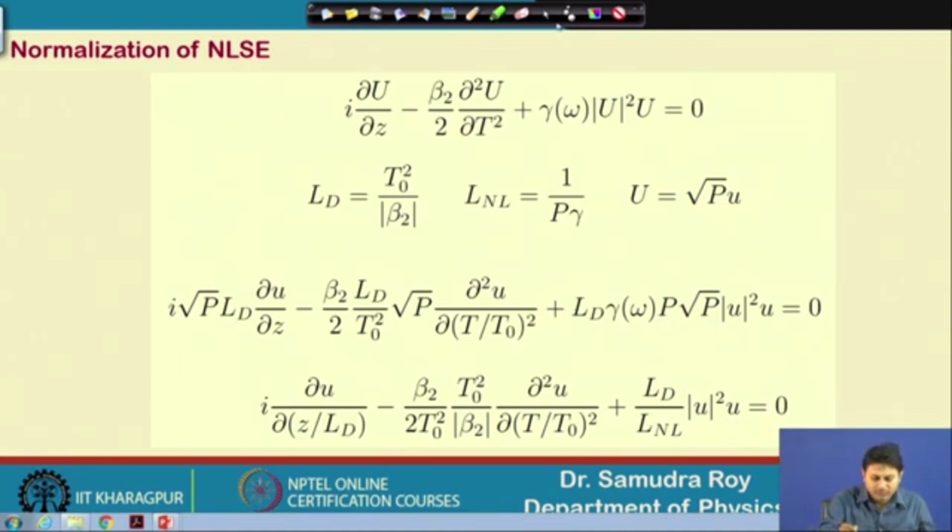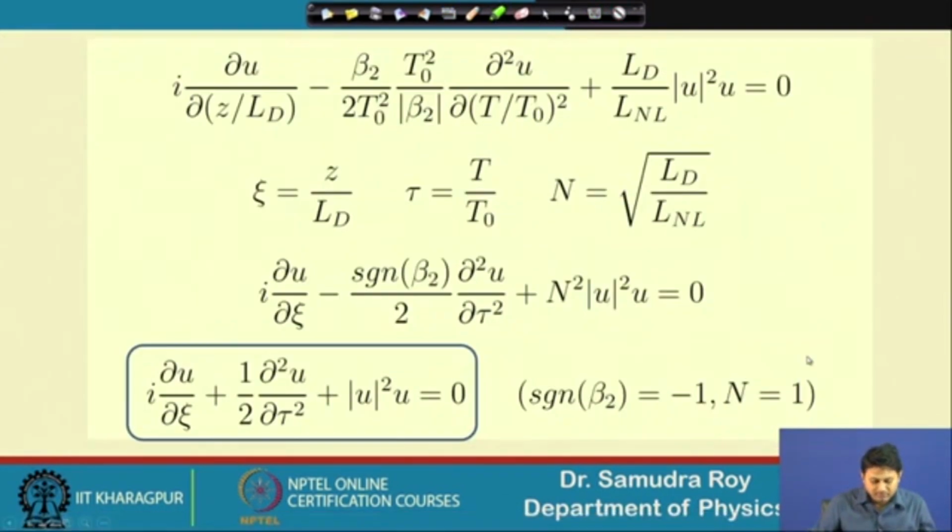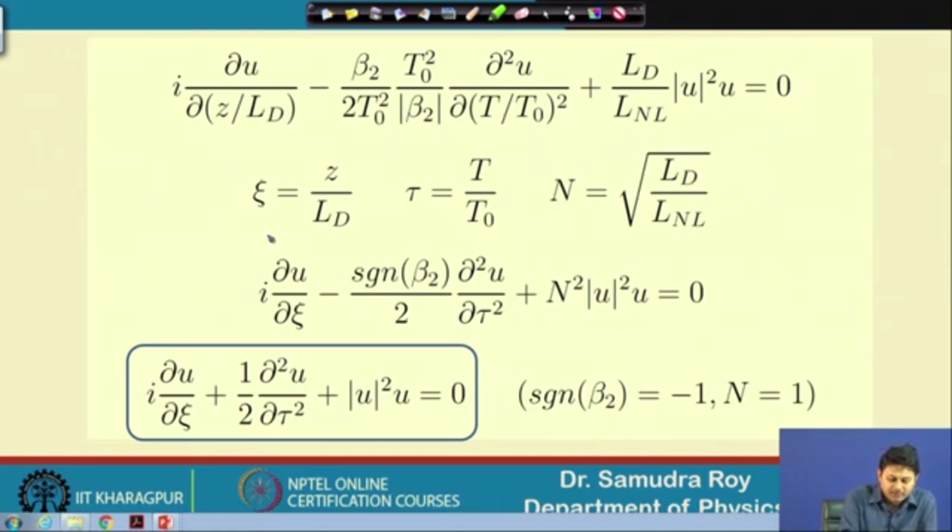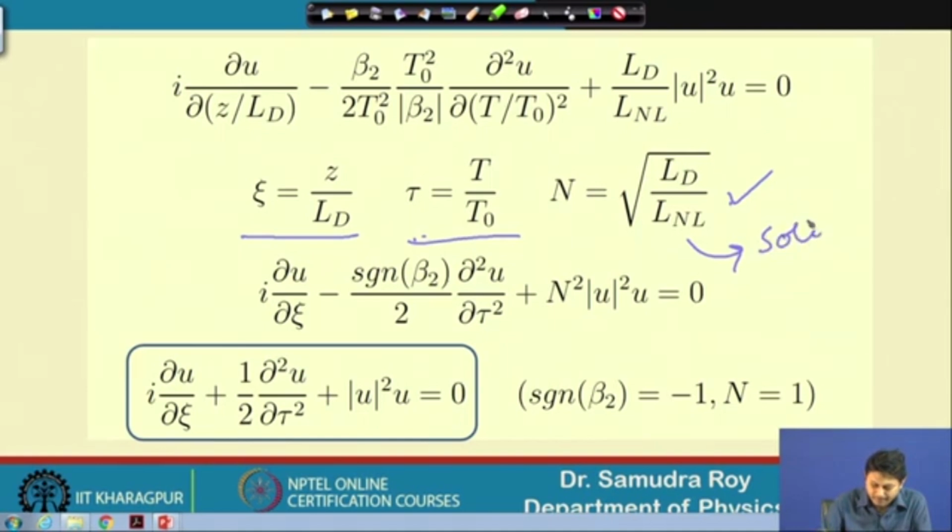So, if I now write this equation and put some dimensionless parameters, like this term, which is the dimensionless propagation constant, tau, which is T by T0, the dimensionless time, and N, which is the ratio of LD by NL, and root over of that, which is called the Soliton order.